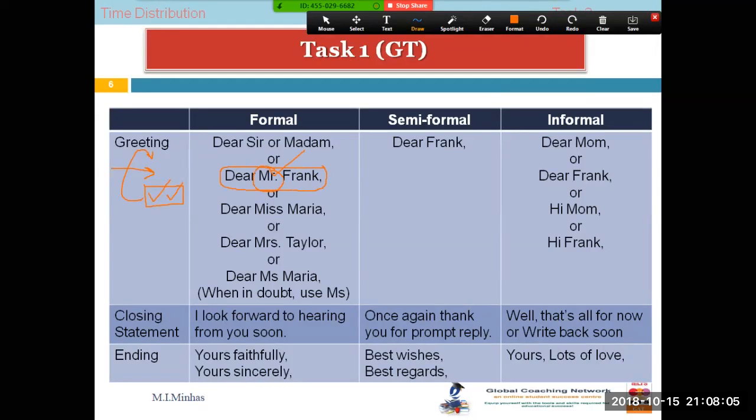because if you just write Dear Frank, it may become semi-formal or sometimes even give an impression of an informal letter. So for a formal letter, if we know the name, we write Mr., Miss, or Mrs. if you are sure about that. And if you are confused or you're not sure whether to use Miss or Mrs., in that case you can write like this, Ms., right?